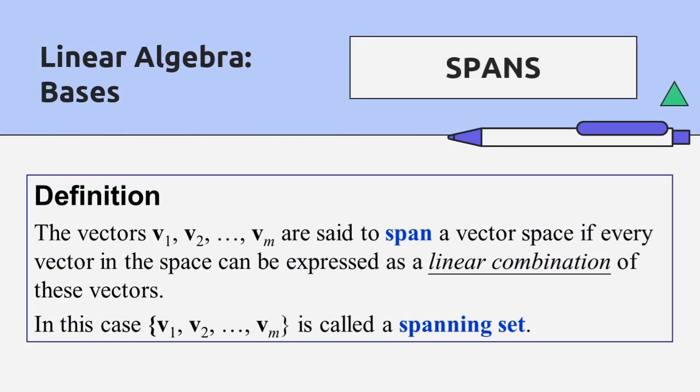The definition of span is presented on the screen. The vectors v sub 1, v sub 2, up to v sub m are said to span a vector space if every vector in the space can be expressed as a linear combination of these vectors. So under span, we have another condition, that it should be expressed as a linear combination. In this case, v sub 1, v sub 2, ellipsis, v sub m is called a spanning set. If we achieve this condition, then we can say that the set is a spanning set.